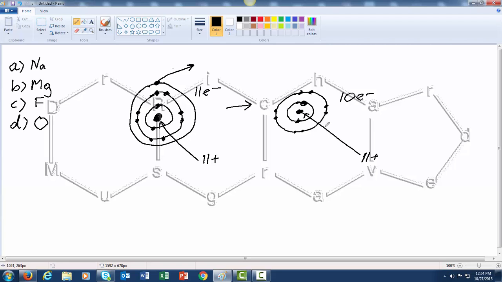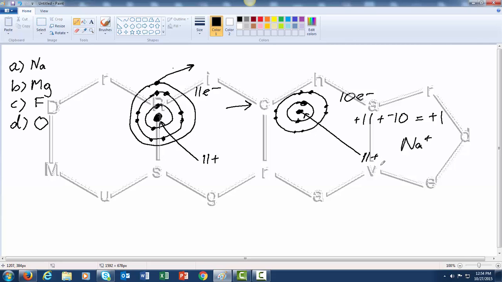Now what I want you to be able to see is that if you have 11 protons and 11 electrons, it's neutral, the charge is 0. But if you have 11 protons and 10 electrons, electrons are negatively charged. So what's going to happen is that you're going to have a +1 charge. And the sodium ion will be Na1+.